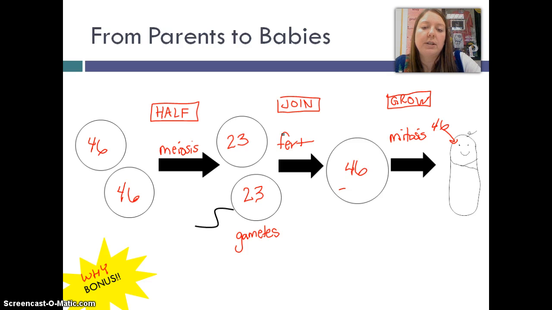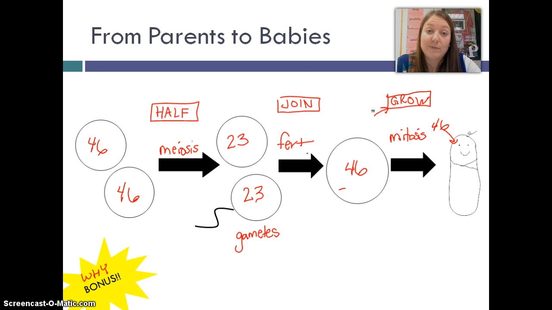The next bonus question is fertilization. So why is fertilization important? Well, we have to make a baby somehow, and so fertilization ensures that we make the baby. And finally, mitosis. Why is it so important? Well, this key word up here gives it away.